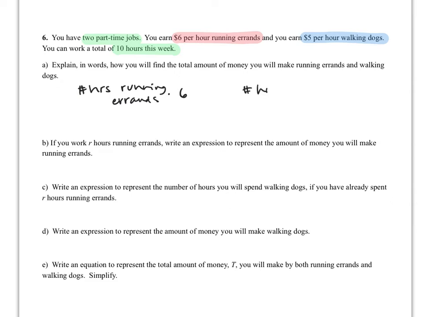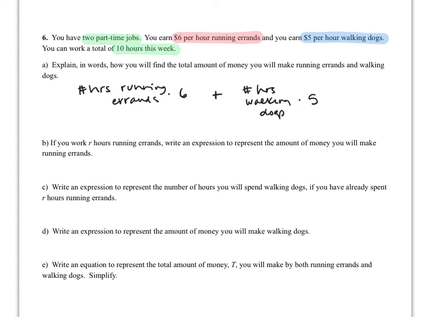I would need to know the number of hours I spend walking dogs, and I can multiply that by 5 because that's how much I make walking dogs, and then I would add those 2 amounts together. So in this case, I've got some information that I know, like how much I make per hour at each job, and then some information that I don't know. So we're going to go for a deeper dive on that.